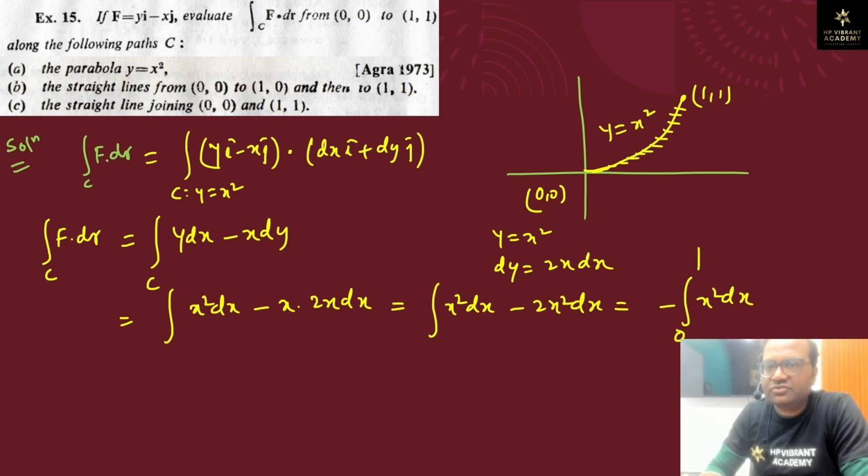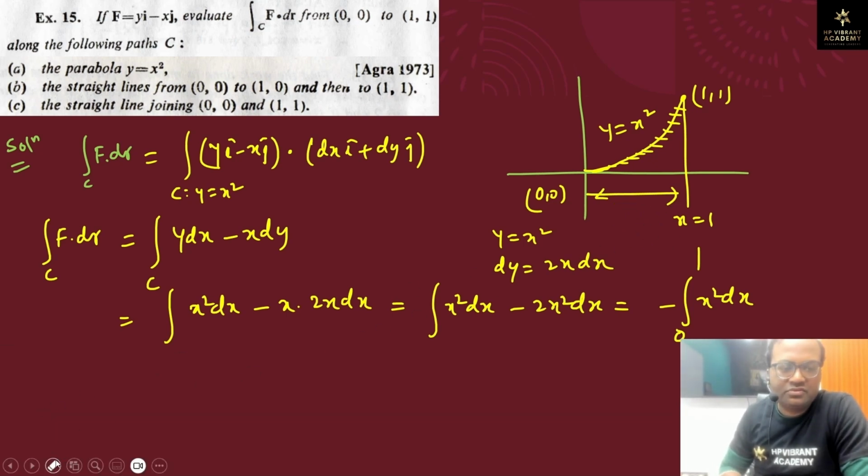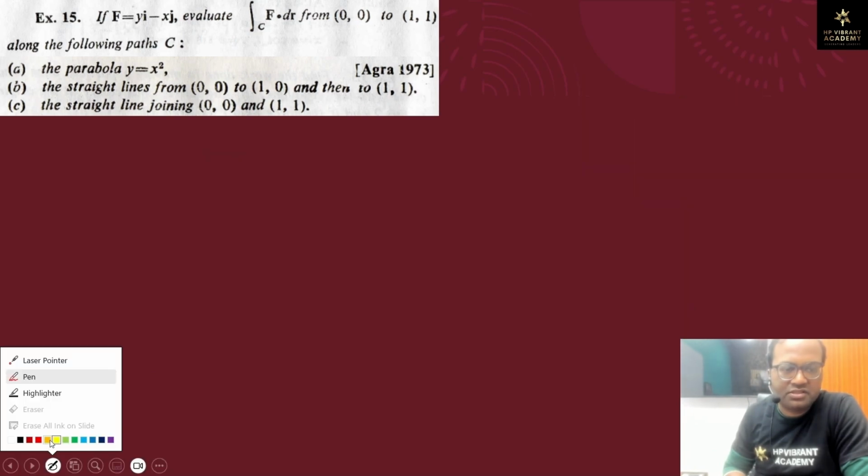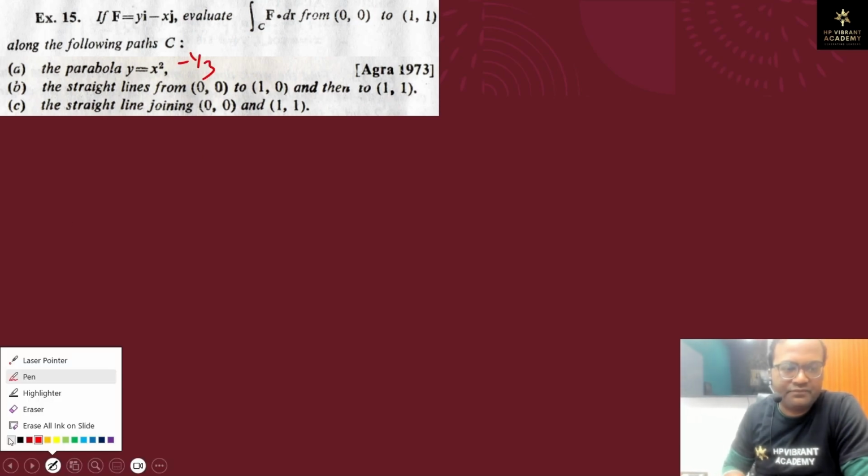So x varies from 0 to 1. Okay, so this is x is equal to 1. So x varies from 0 to 1. So the value of this is minus 1 by 3. So in the first case it is minus 1 by 3. So let us discuss the second case.